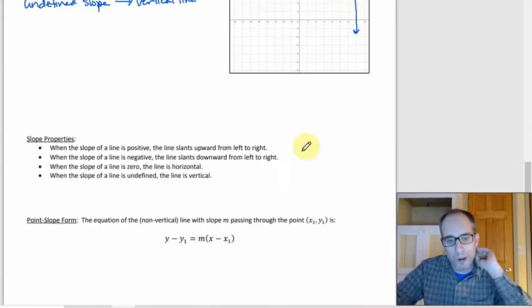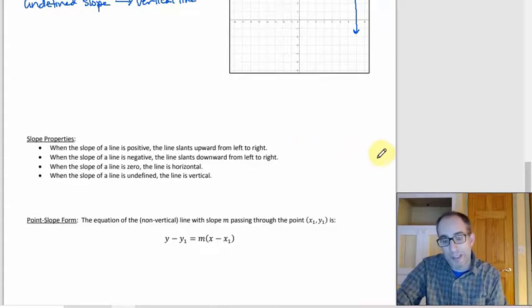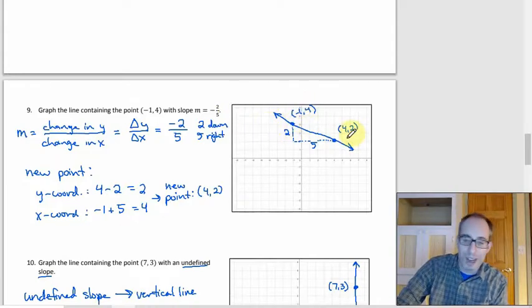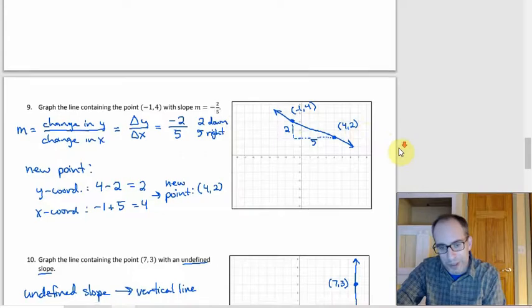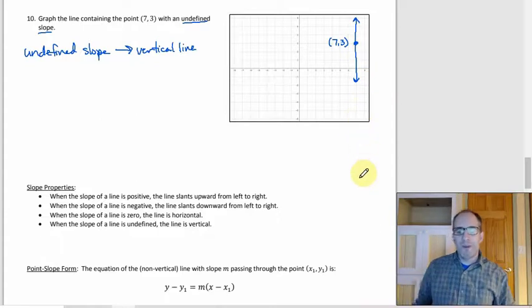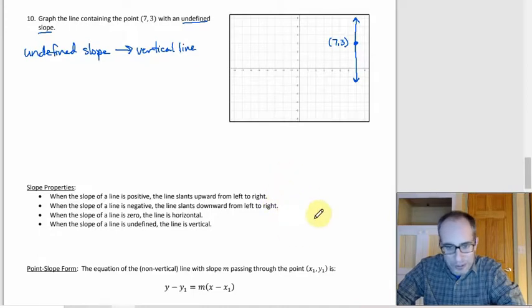So properties of the slope: if you have a positive slope, then the line is going to slant upward from left to right. And if you have a negative slope, the line slants downward from left to right. That we can actually see right here, right? Here we had a negative slope, negative 2/5, and we did get a line that slanted downward from left to right. And then we also have this last one, undefined slope, you get a vertical line. And if you have a 0 slope, then you get a horizontal line. Those statements always work.